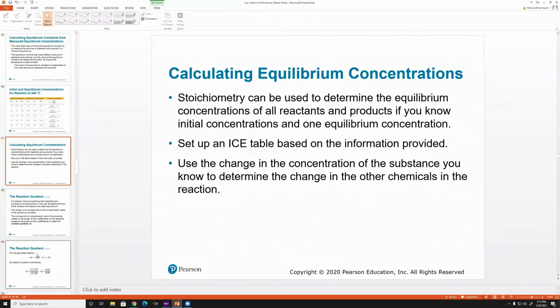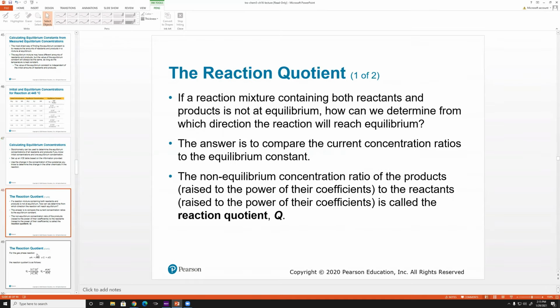And we'll learn about an ice table. A main part of the second half of this chapter is to set up an ice table to figure out missing concentrations. But we'll do that in the second part of this video. What we can do first is talk about another definition called the reaction quotient.